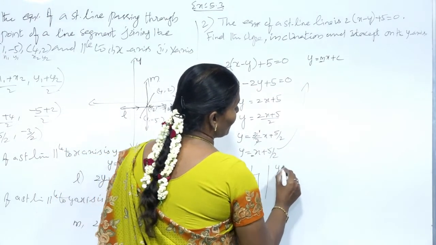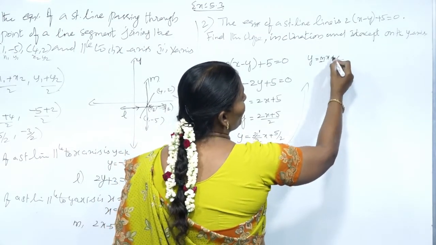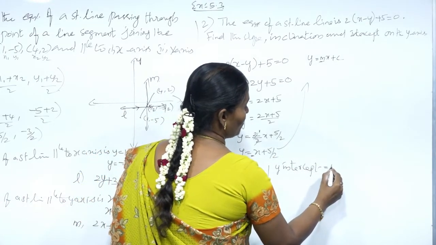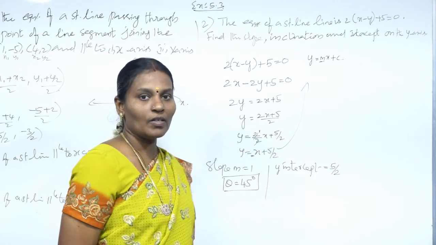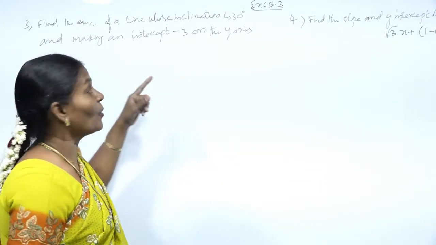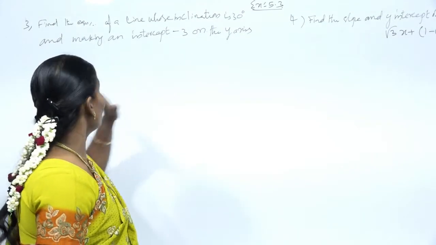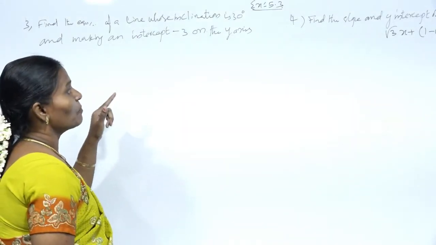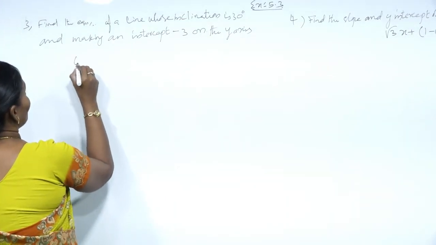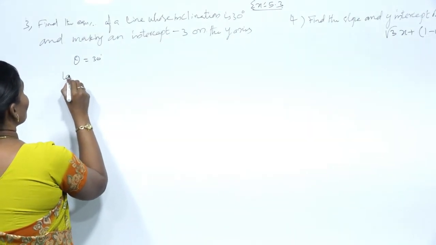Then what is the y-intercept? See here, c is the y-intercept. Now compare, here it is 5 by 2. So y-intercept is equal to 5 by 2. Understand, children? Good. Children, now see coordinate geometry exercise 5.3, third sum. Find the equation of a line whose inclination is 30 degrees and making an intercept minus 3 on the y-axis. So what is given here? The inclination angle theta is equal to 30 degrees. So theta 30 degrees means what is tan theta?